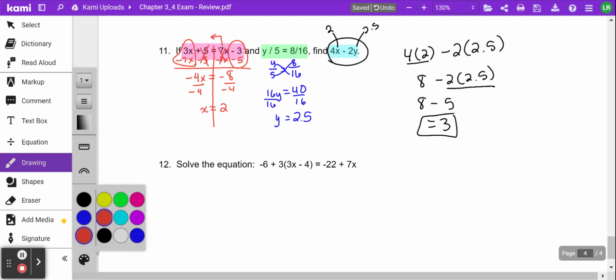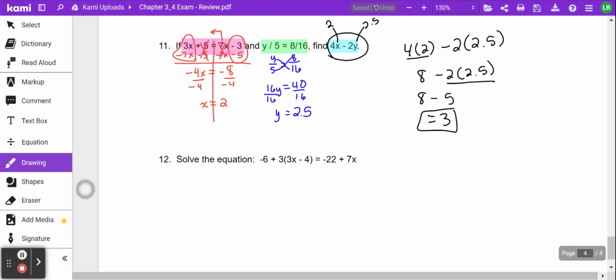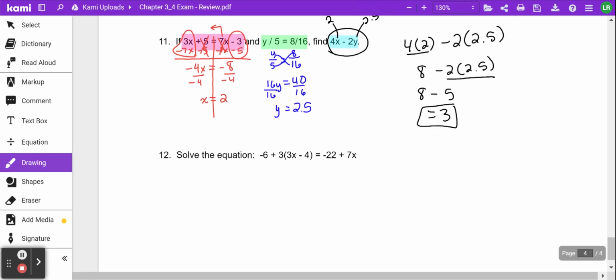The very last one is also a solving problem. Okay, number 12. For this one, it's just solve. It's just one problem here, but there's a bunch of steps. First thing we should do is our distribute part. So everything else, drop it like it's hot. 3 times 3x is 9x. 3 times negative 4 is negative 12. Drop it like it's hot.